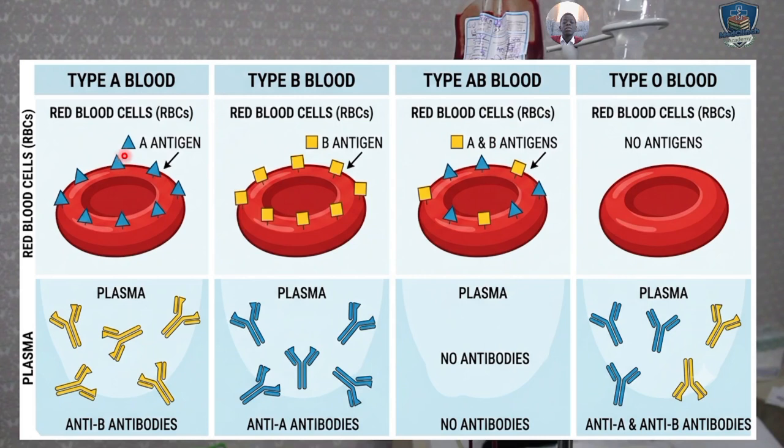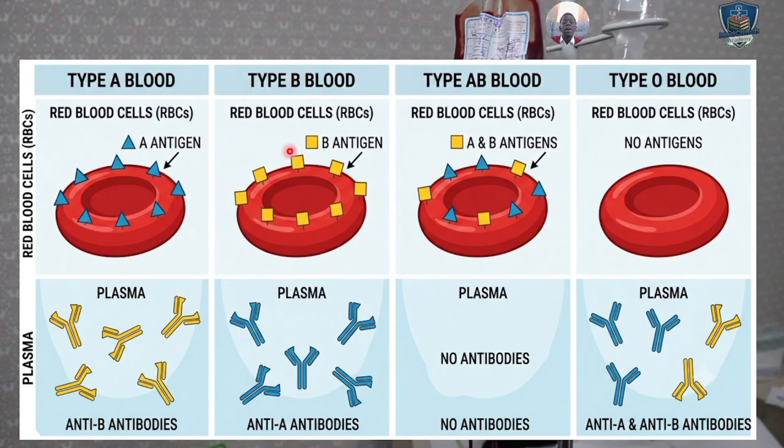In this diagram, type A is denoted with a triangular shape, while B is denoted with a square. So if you see here, blood type A has an A antigen on its surface, whereas the plasma contains anti-B antibodies. So this is blood type A: it contains A antigen and anti-B antibodies. These antibodies are against the B antigen. That's why they're called anti-B. Anti means against.